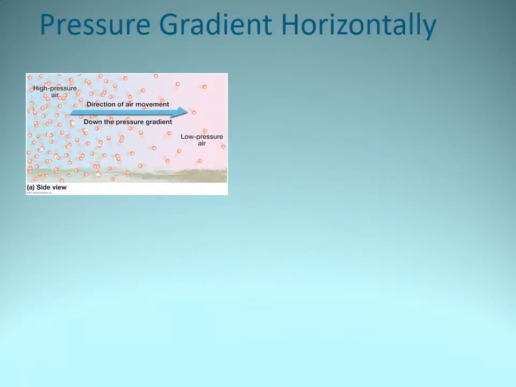So we can look at it this way. We have air molecules on the left-hand side, and there are a lot of air molecules on the left versus what's on the right. Nature doesn't like imbalance, so what's going to happen is you're going to have these molecules moving from left to right. And the movement of air molecules is wind.